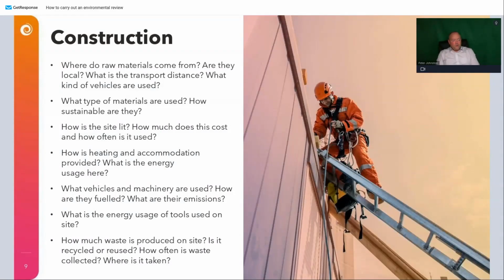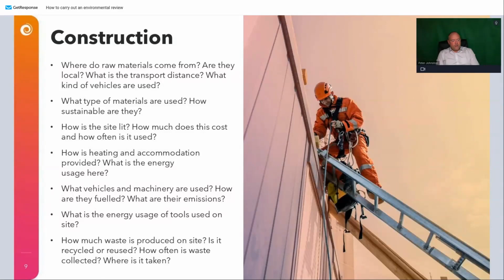How is heating and accommodation provided, and what is the energy usage there? So regularly on construction sites, you'll see things like porta cabins. Regularly, porta cabins are not the best insulated, so there can be quite a lot of heating that's just left blaring constantly. So trying to understand what kind of heating and accommodation is provided, what's the energy usage, and is it right? Is it fit for purpose, or could it be improved?